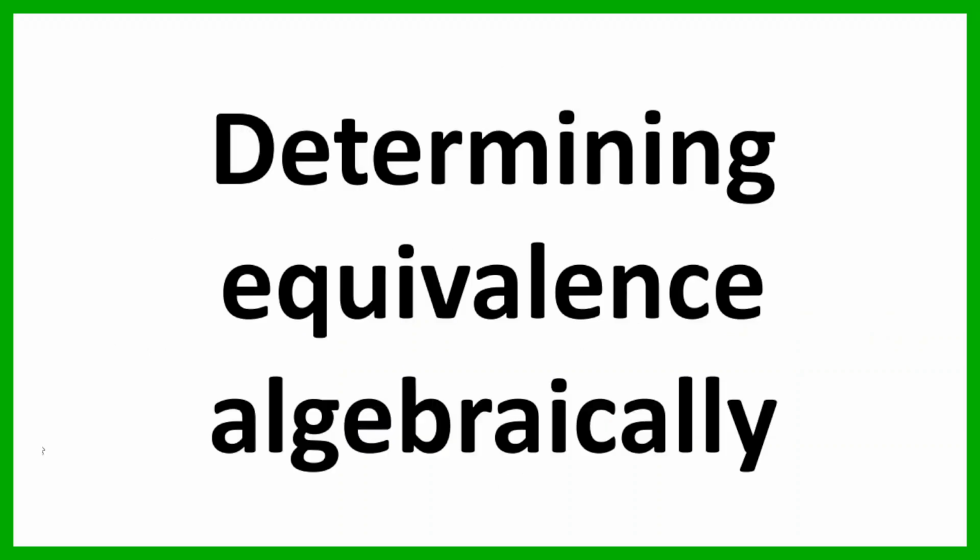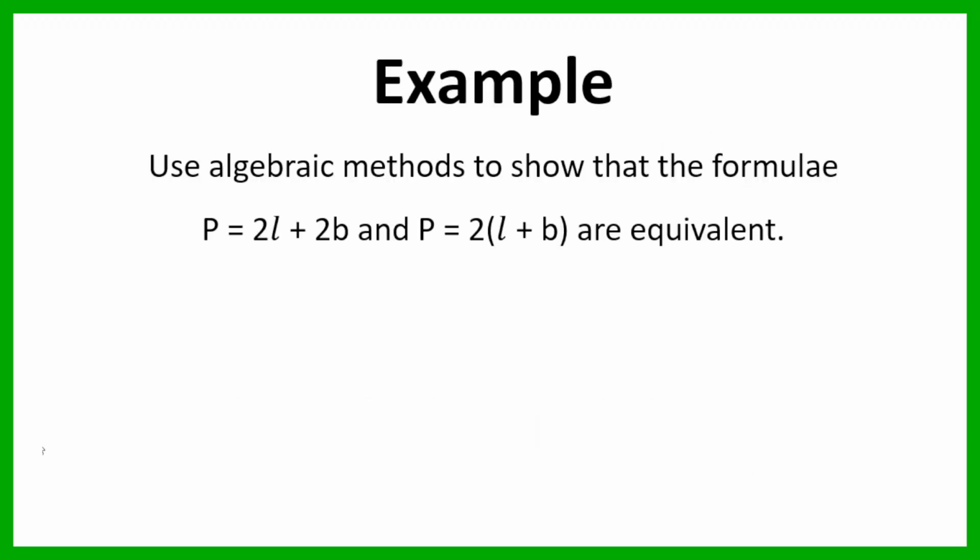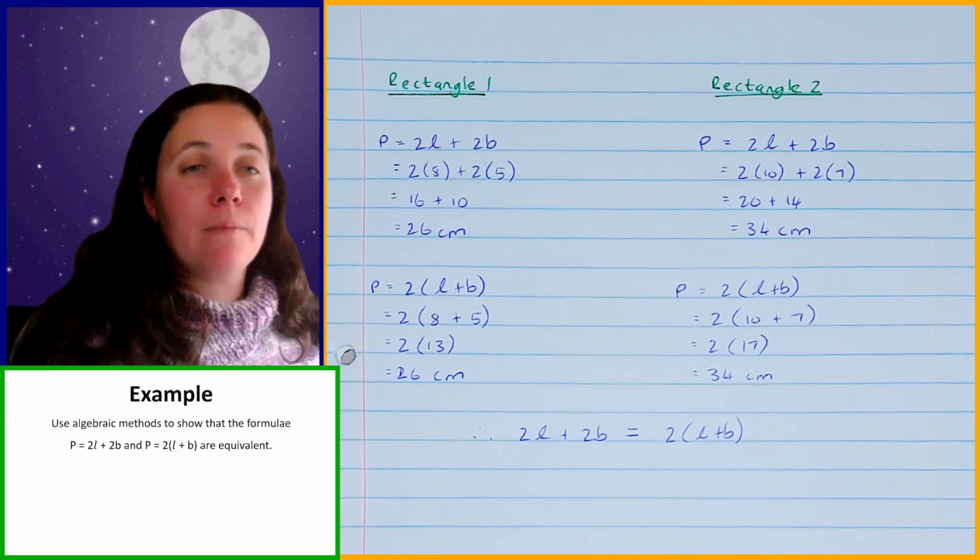And this is to determine equivalence algebraically, using what we already know about simplifying expressions algebraically. Okay, so here's the first example that we're going to do. It says, use algebraic methods to show that the formulae P equals 2L plus 2B and P equals 2 times L plus B in brackets are equivalent. So now we've already used the other method for these two formulae. Now we're going to do the same two formulae, but we're going to prove it using algebra. Okay, so I'm going to go and do this over here.